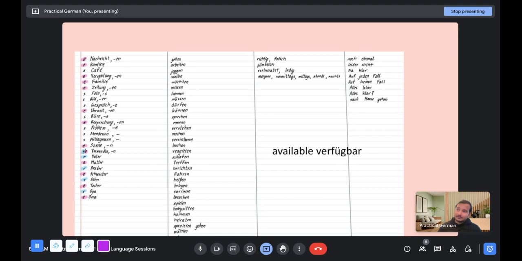This Abendessen, so that is a dinner. Das Mittagessen, lunch.